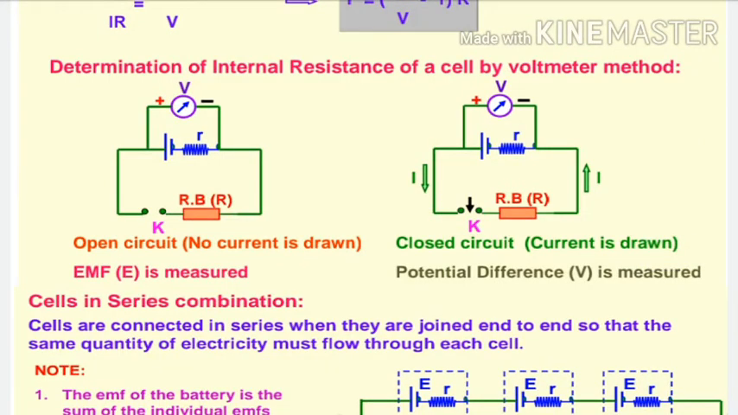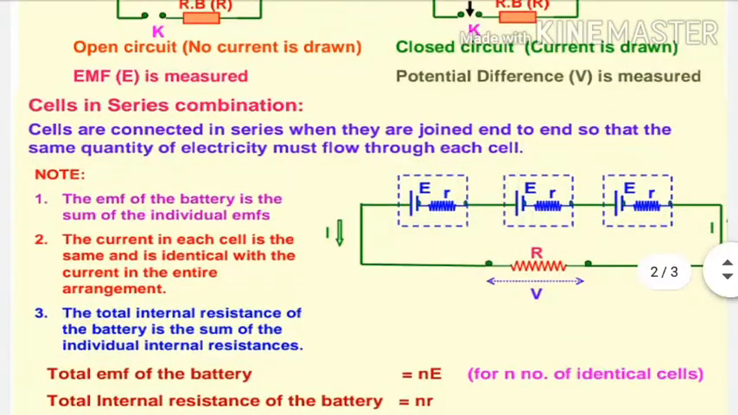Now what is the combination of cells, or what is the formula when different cells can be combined, first in series and then in parallel? So we have two different methods to combine the cells. The first method is the combination of cells in series. Cells are connected in series when they are joined end to end, so that the same quantity of electricity must flow through each cell.